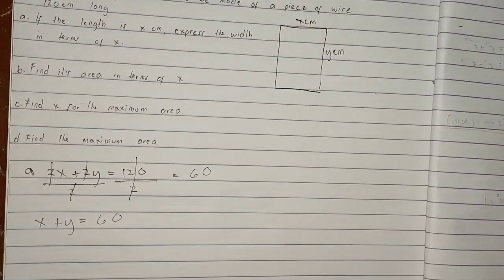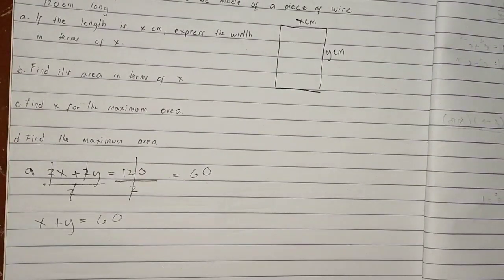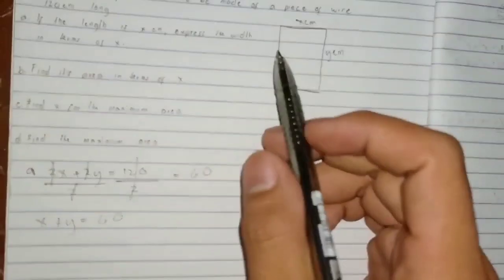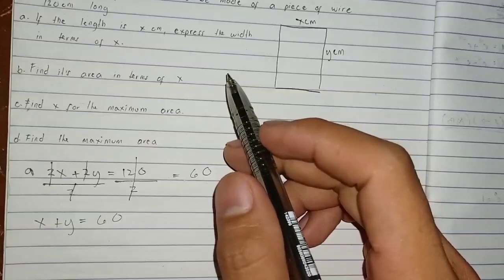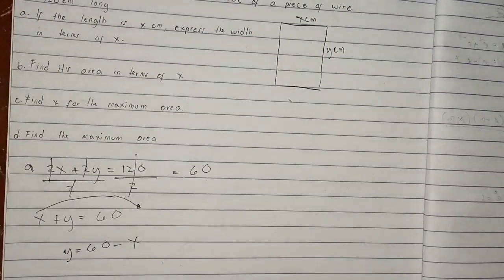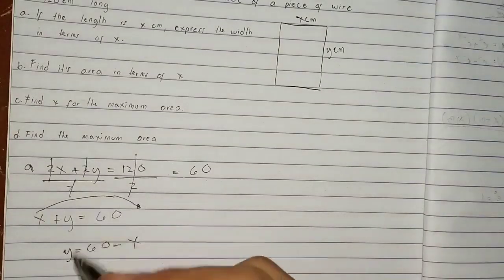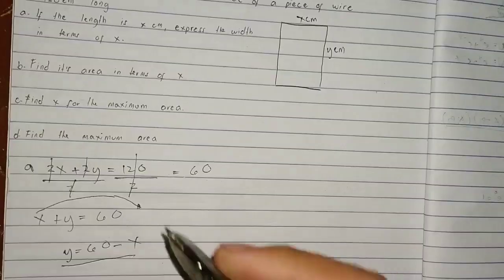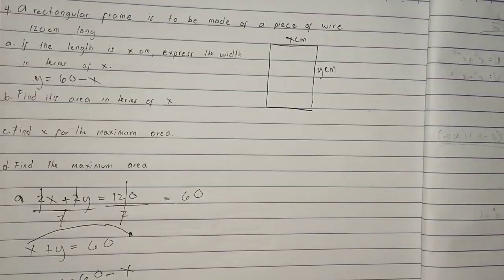Okay, so we want to find the width in terms of x. So let's make y our subject and move our x to the other side. So this is how we represent the width in terms of x. So this will be our a. So leave it here. Okay, so we already expressed the width in terms of x. So that is y is equal to 60 minus x.